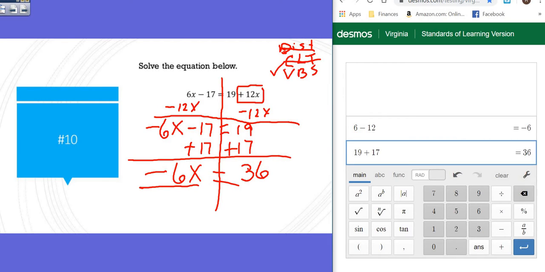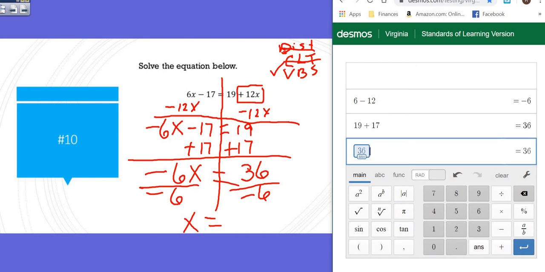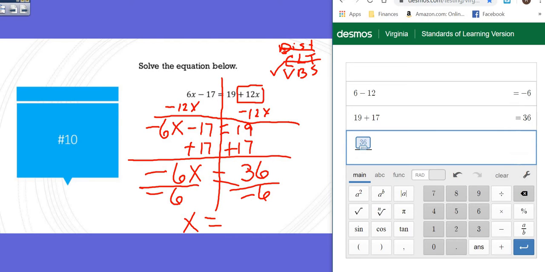So next I have to attack that number that's bothering my x and divide both sides by negative 6. And what I'm going to do is I'm going to go down to the next line. I'm going to press the answer key, brings down that 36, and I'm going to divide by a negative 6, and that gives me negative 6.